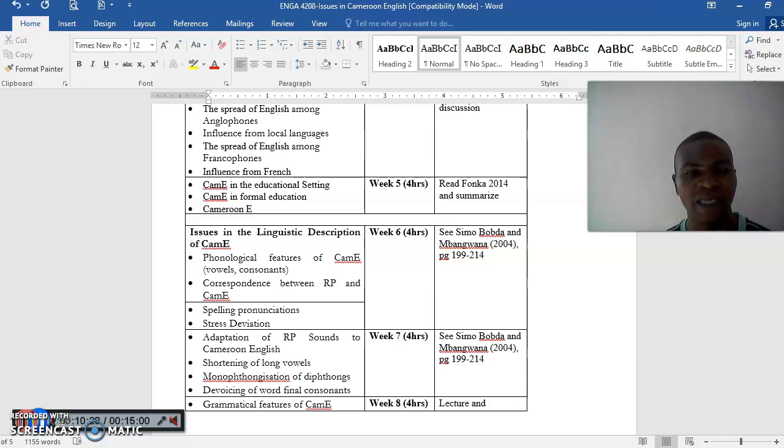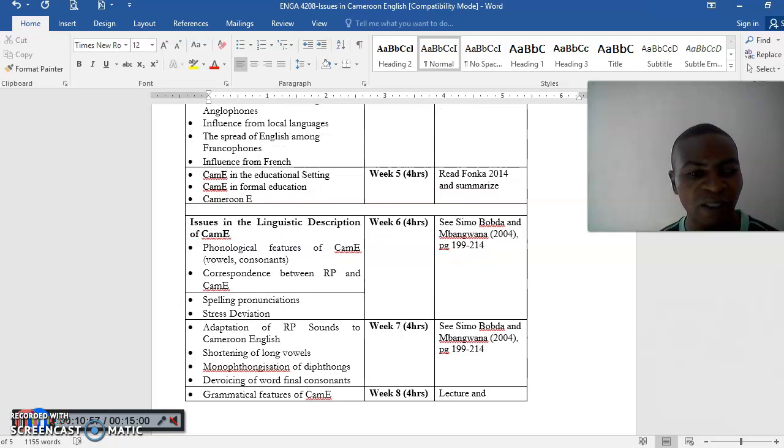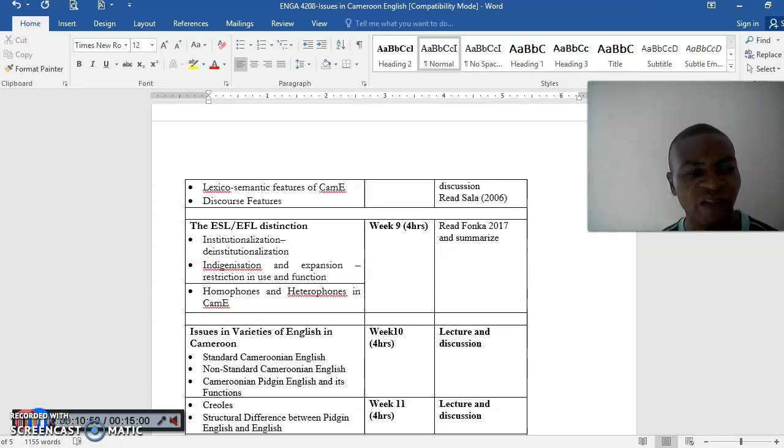Issues in the linguistic description of Cameroon English. We have phonological description, we have correspondence between RP and Cameroon English. You have spelling, pronunciation, stress deviation, adaptation of RP sounds to Cameroon English. You have shortening of long vowels, monophthongization of diphthongs, devoicing of word final consonants. So these are some of the things we're looking at.